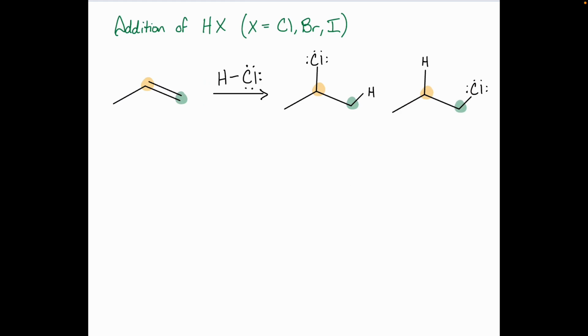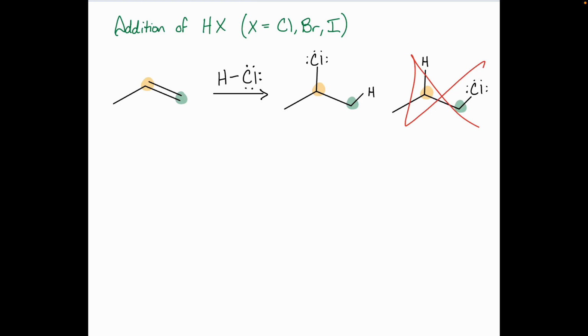Now, it turns out that only one of these two products is actually going to be formed. We will not see the chlorine added to that green carbon, sorry. The only product that we will see in this reaction is that chlorine being added to the orange carbon. So why is that? You guys are just going to trust me for now on that. That is the product of this reaction.